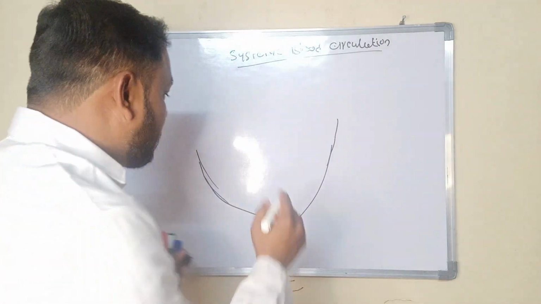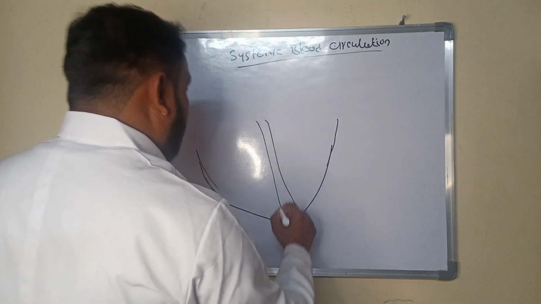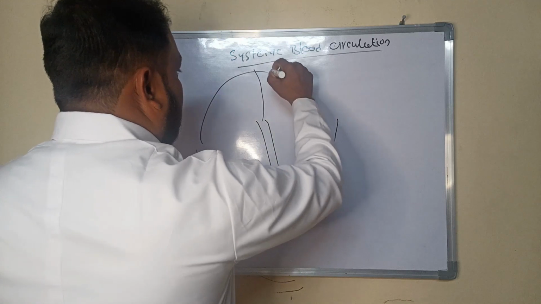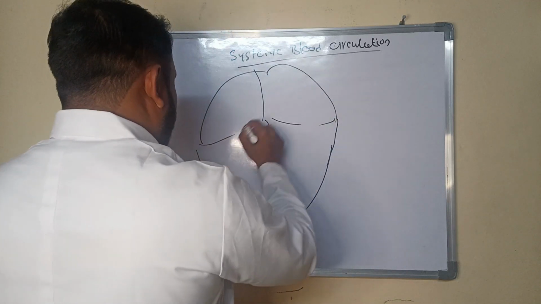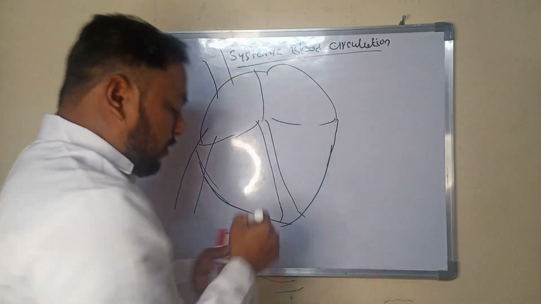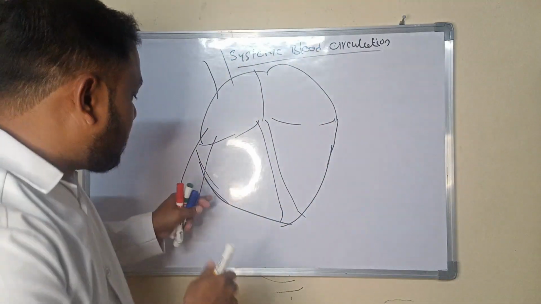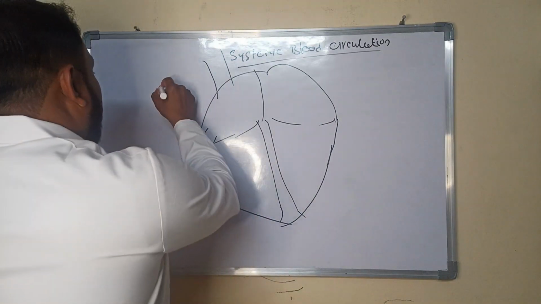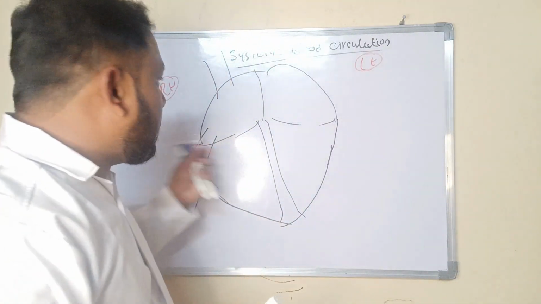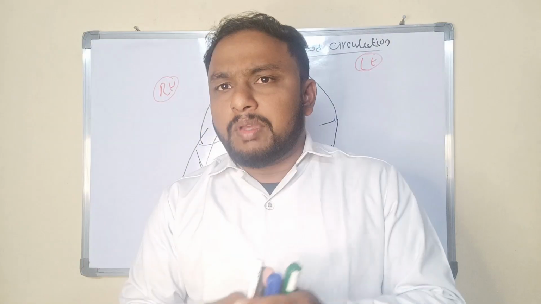So I'm not good at drawing, I will simply draw. Like this. So this is a simple diagram to understand. This is the right side, and this is the left side. Okay, this is the right side and this is the left side. So I think you will know the anatomy of the heart.